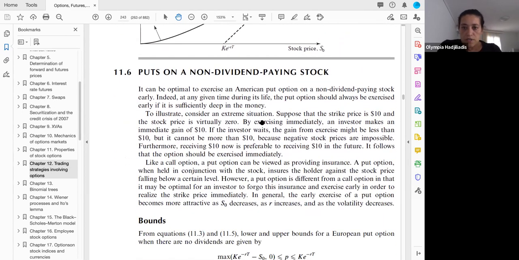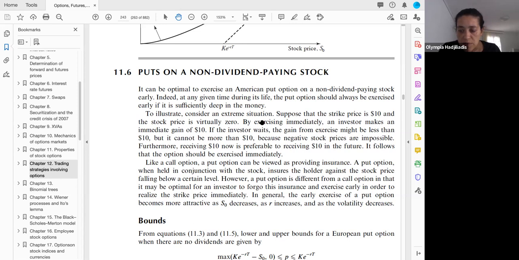So puts on a non-dividend paying stock. It can be optimal to exercise an American put option on a non-dividend paying stock early. Indeed, at any given time during its life, the put option should always be exercised early if it is sufficiently deep in the money. To illustrate, consider an extreme situation.